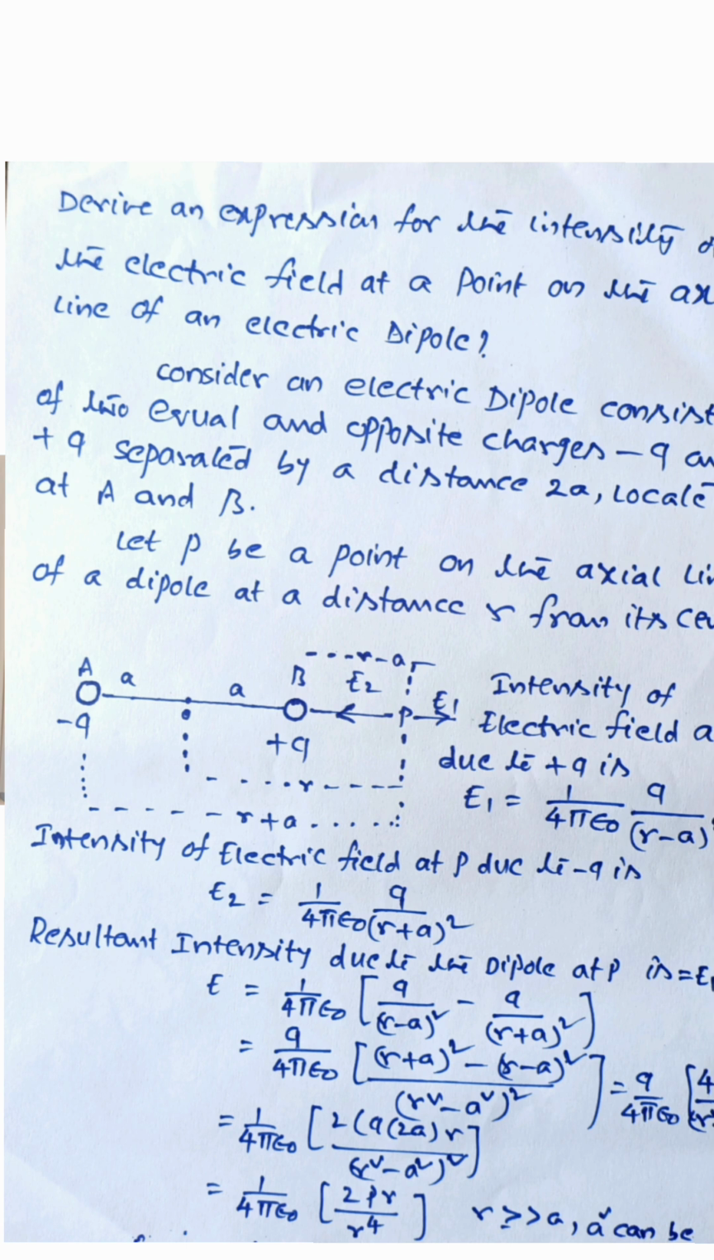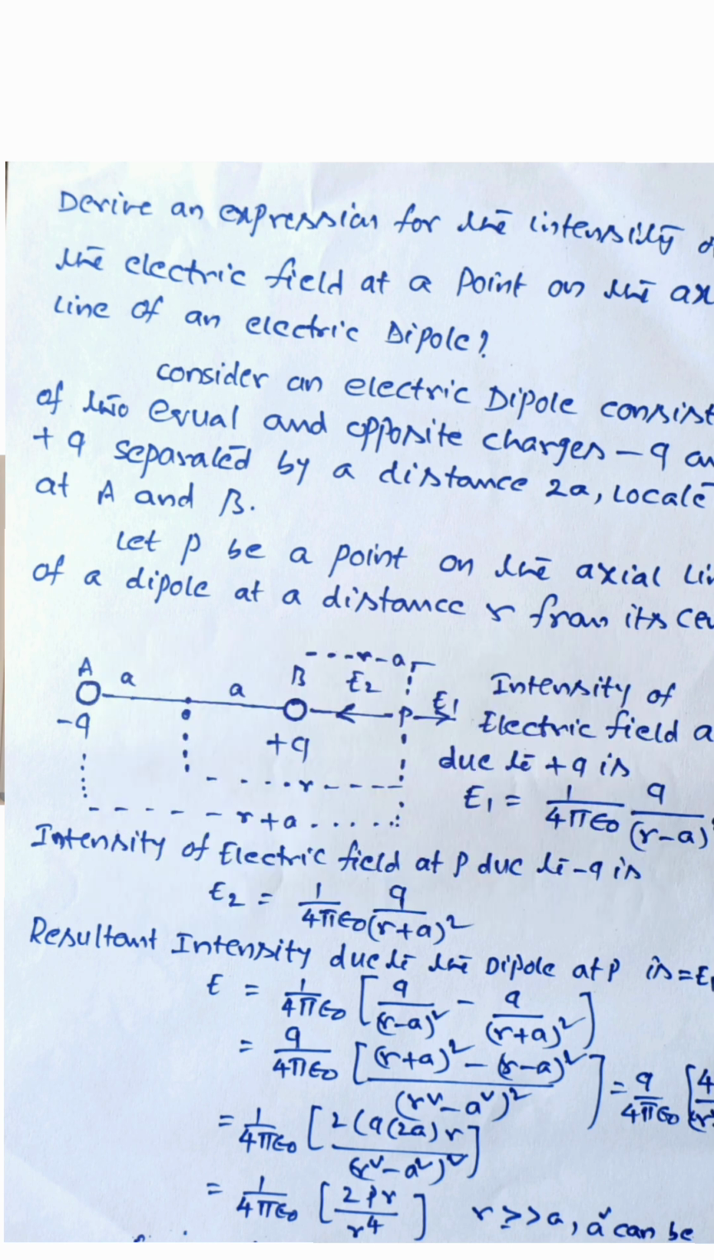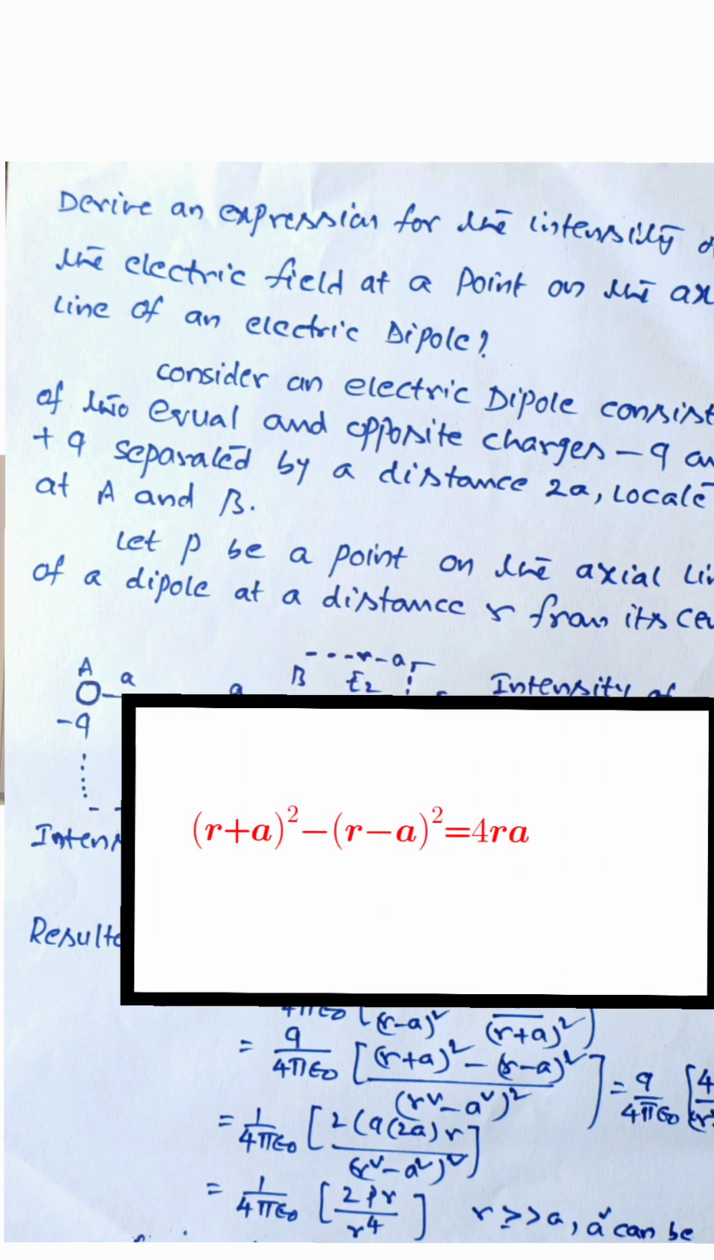Therefore, E is equal to 1 by 4 pi epsilon naught into q by r minus a whole square minus q by r plus a whole square. On taking q as common factor, q by 4 pi epsilon naught into r plus a whole square minus r minus a whole square by r square minus a square whole square. On taking LCM in the bracketed term, we get r plus a whole square minus r minus a whole square by r square minus a square whole square.